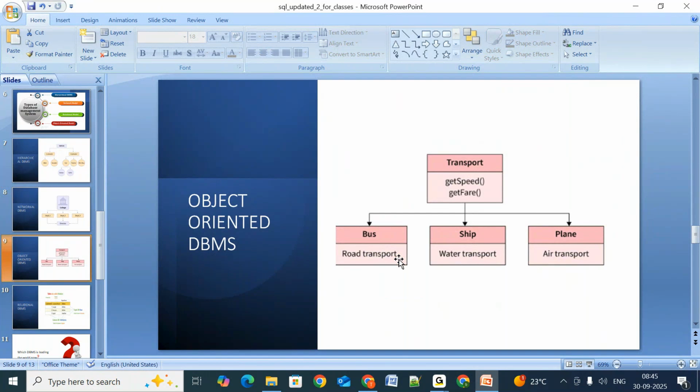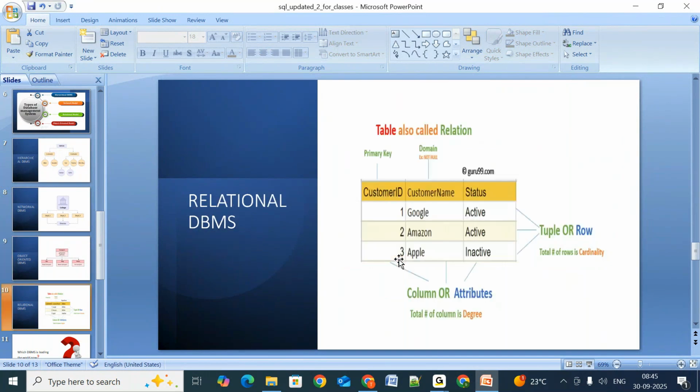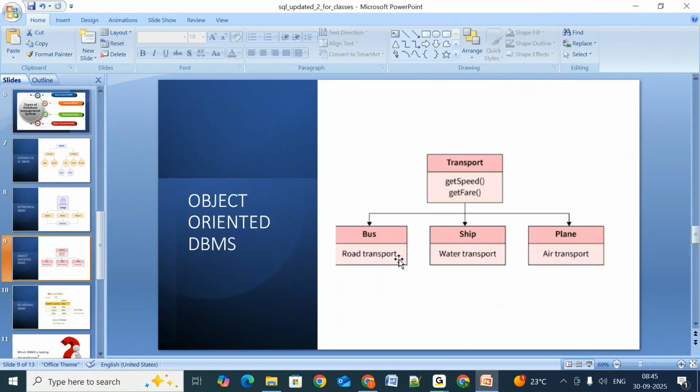After the network DBMS, we have the relational database. We have the relational DBMS model, and along with this relational model we have the object oriented DBMS also. These two had a huge impact in the industry. This object oriented DBMS is mainly useful for programmers.